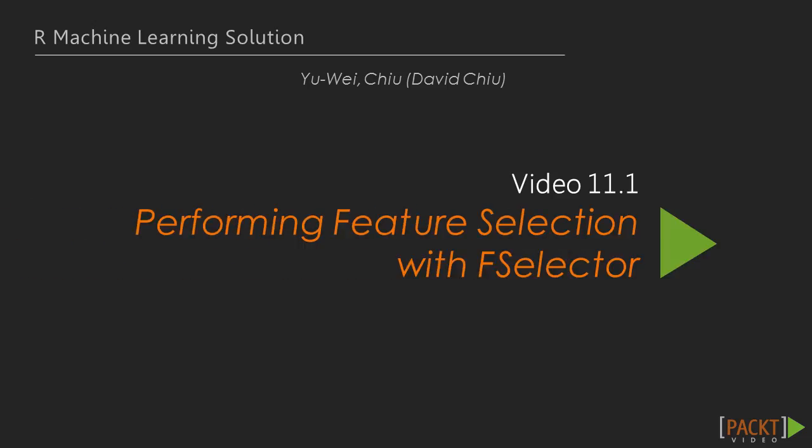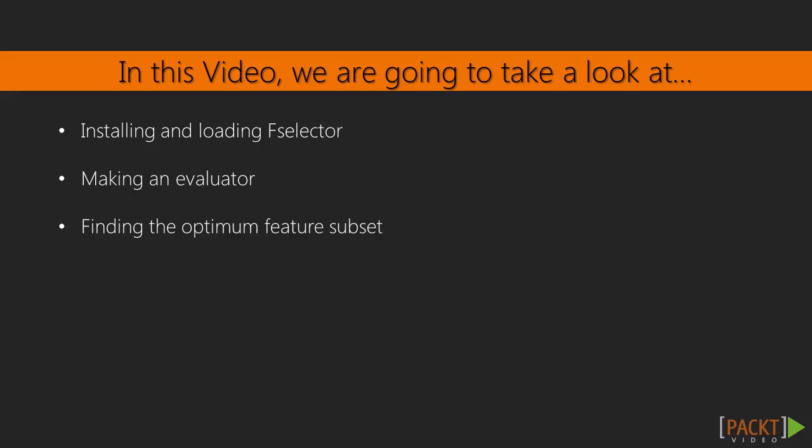Now we move on to the first video of this section that shows how to perform feature selection with FSelector. In this video, we will first install and load the package FSelector, and then make an evaluator to select the feature subsets. After this, we will find the optimum feature subset using a hill climbing search.